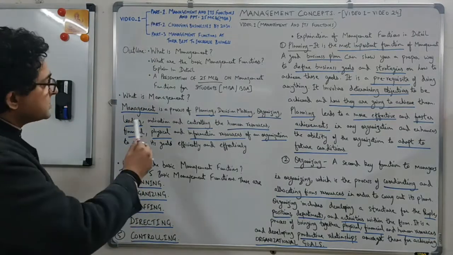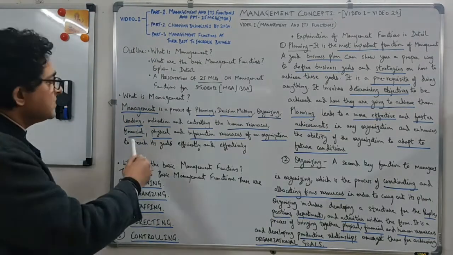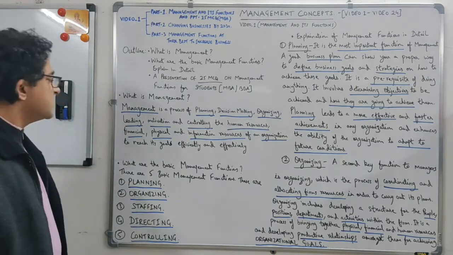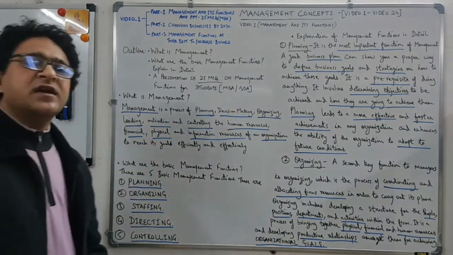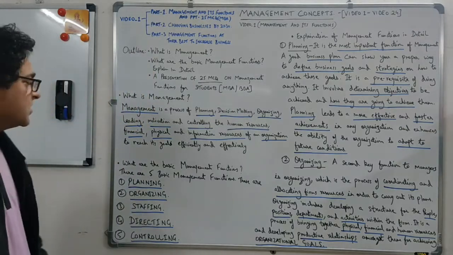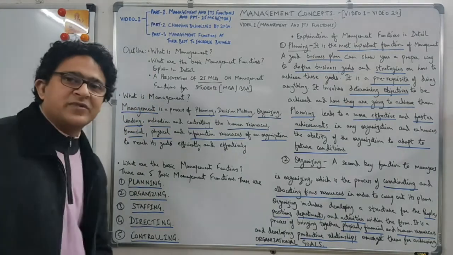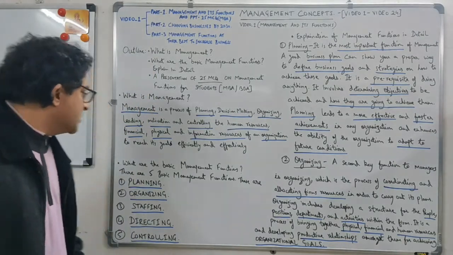So basically management is a process of planning, decision making, organizing, leading, motivation, and controlling the human, financial, physical, and information resources of an organization to reach its goals efficiently and effectively. I hope this is clear to all students and everyone. So now we go further.